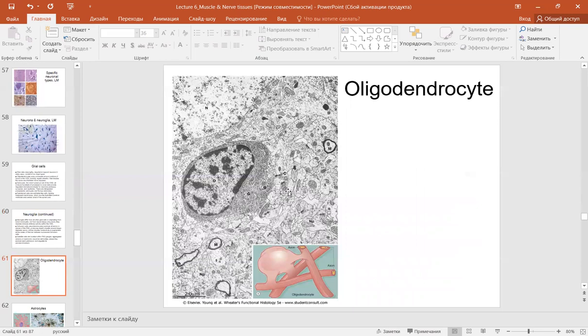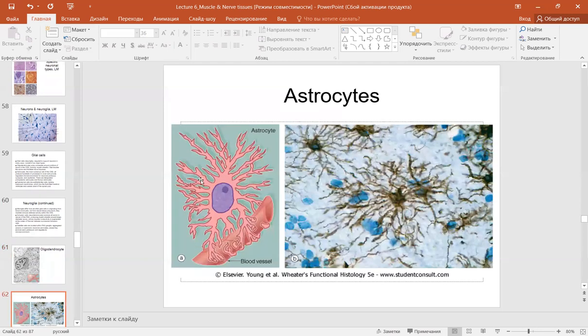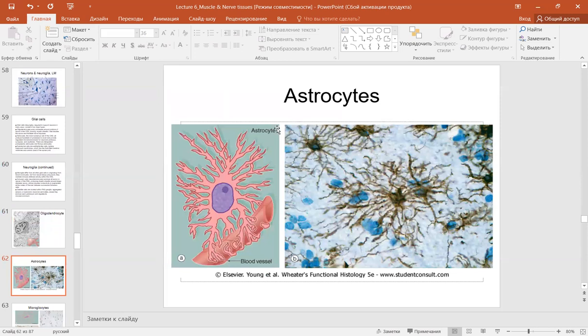You have the light micrographic representation and the diagrammatic representation of the three-dimensional view of the oligodendrocyte, and an electron micrographic representation of the cytoplasm of the oligodendrocyte. Here you have the astrocytes. Fibrous and protoplasmic astrocytes are recognized surrounding the blood vessels, blood capillaries, and nerve perikarya.